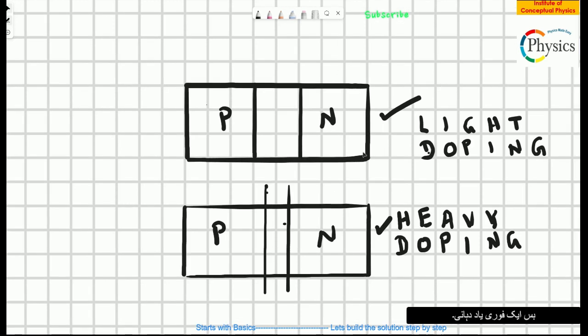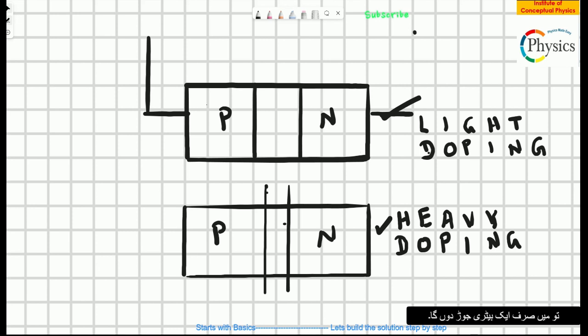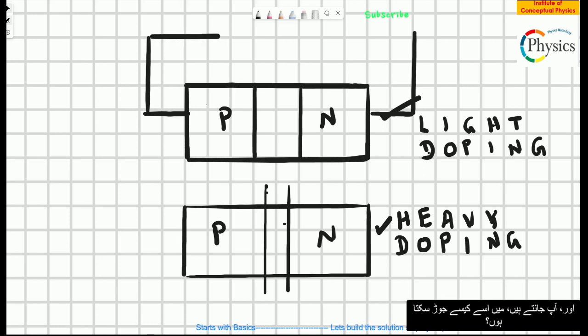Thanks. Just a quick reminder. When you do the reverse biasing of a lightly doped PN junction, I'll just show you how I do this. I anyway connect a battery always, right? So I will just connect a battery to the lightly doped PN junction diode, and you know how I connect this. So I will just quickly do this so that we save on time.